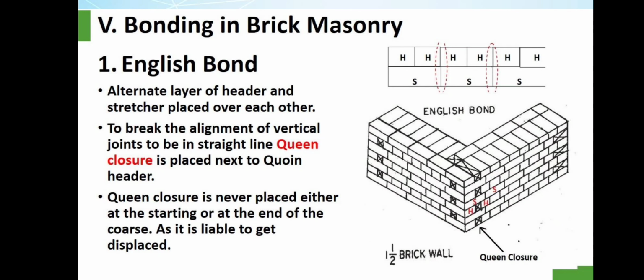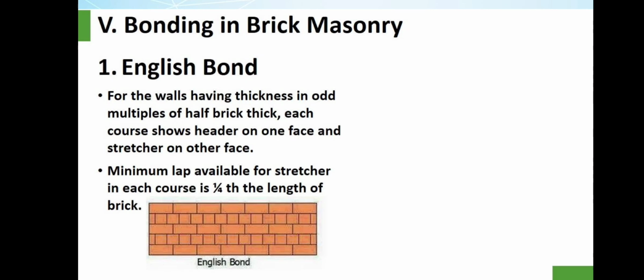Bonding in brick masonry. First, English bond. Alternate layers of stretcher and header are placed over each other to break the alignment of vertical joints from being in a straight line. Queen closure is placed next to queen header. Queen closure is never placed either at the starting or at the end of the course, as it is liable to get displaced.